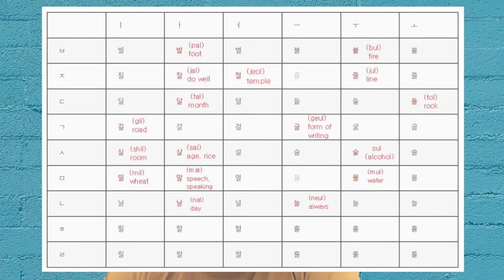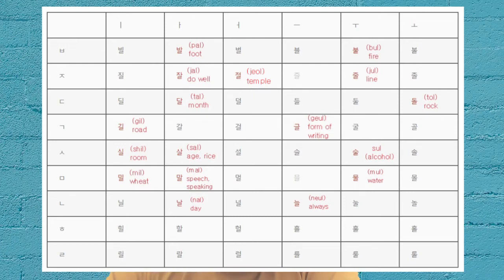Then pool. We have shil. Shil is room. Pag may nakita kayo ng mga rooms, for example, may lagi sa shil. We have sal is age. Also rice. Then we have sul. Sul or alcohol. So yung mahilig mag-inom ng sul. So for example, yung soju.